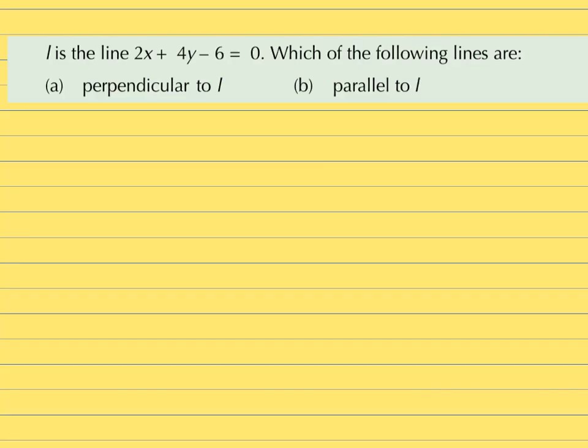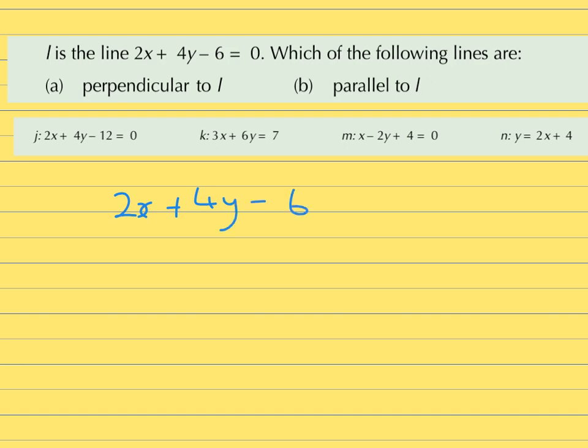Okay, so what if I'm given a question like this? L is the line 2x plus 4y minus 6. Which of the following lines are perpendicular to L or parallel to L? And I'm given some options here. Well, first things first, I'm given this 2x plus 4y minus 6 equals 0. I always go back to my straight line formula, which is y equals mx plus c. And I want to rearrange this so that I have it in that order.